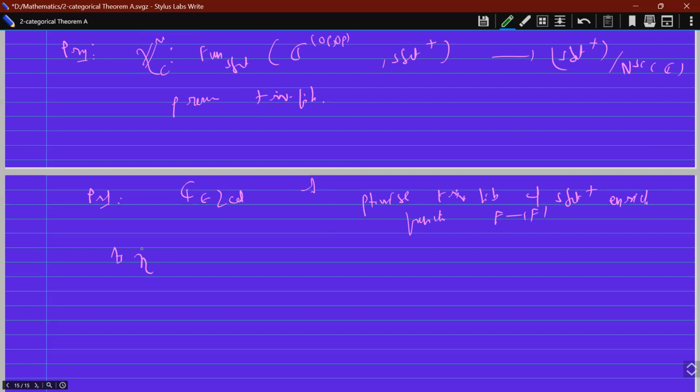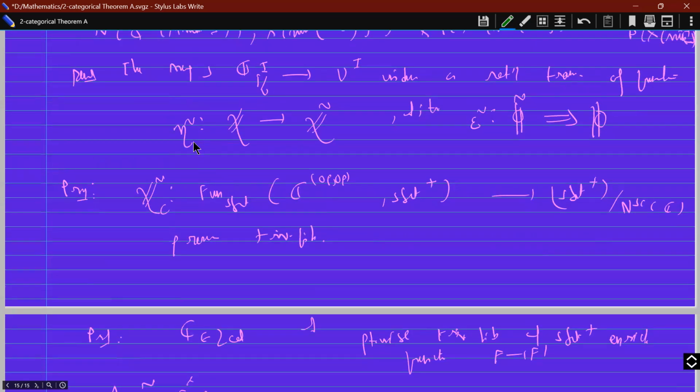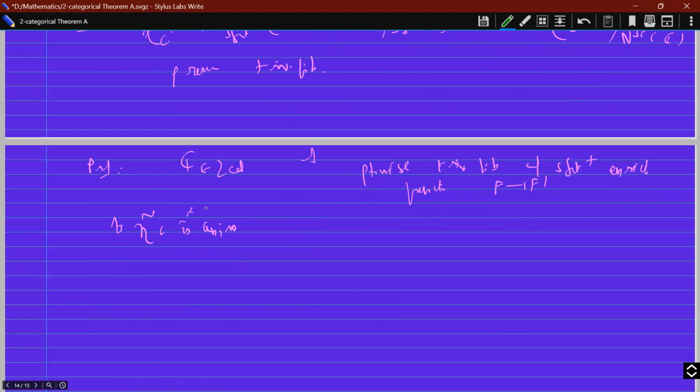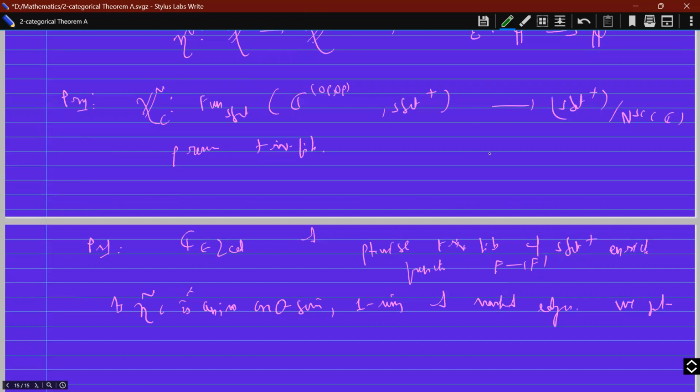As we know, I'm not getting into the details, the map that we defined before, this eta, is an iso on zero simplices and one simplices, and marked edges as well. Marked edges. So right, there's another thing that maybe I should have defined.